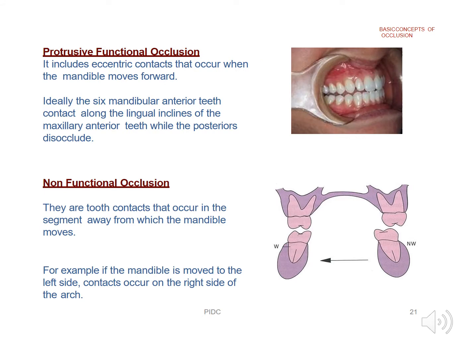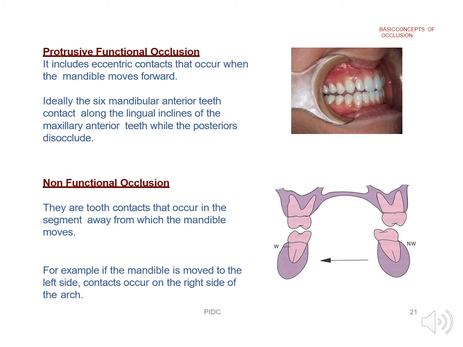For the protrusive functional occlusion, it includes eccentric contacts that occur when the mandible moves forward. Ideally, the six mandibular anterior teeth contact along the lingual incline of the maxillary anterior teeth, while the posteriors disocclude.